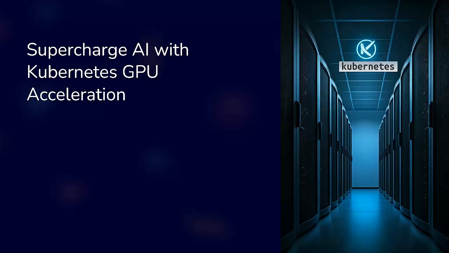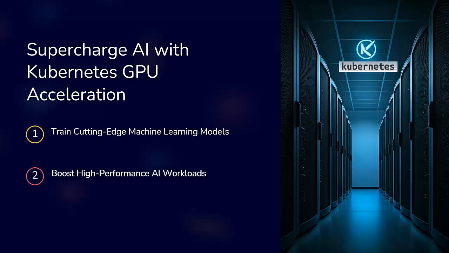Are you ready to supercharge your AI workload with GPU acceleration on Kubernetes? Whether you are training massive machine learning models or running high-performance AI workloads, Kubernetes offers the flexibility and power you need to scale efficiently. In this video, I will walk you through the architecture of a Kubernetes setup designed for AI tasks and show you how to create a GPU-enabled pod to run your AI workloads.